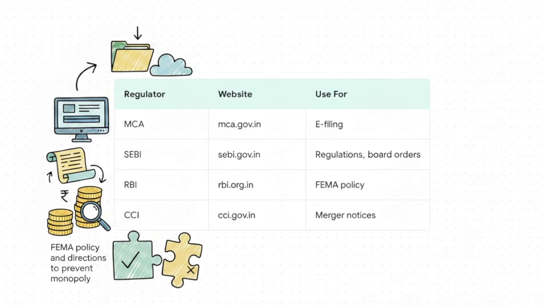The Ministry of Corporate Affairs, MCA, is your daily portal for company e-filings via MCA 21. SEBI's website is an absolute goldmine for informal guidance and board orders. The RBI is exactly where you hunt down those FEMA master directions. And if two giant companies want to merge, you head straight to the CCI to figure out your notification forms and prove you aren't creating an illegal monopoly.